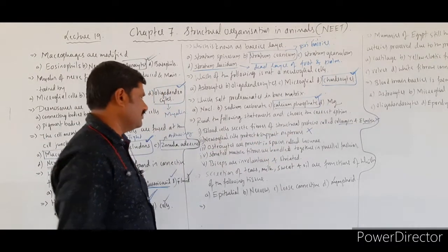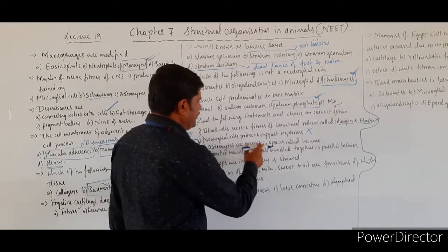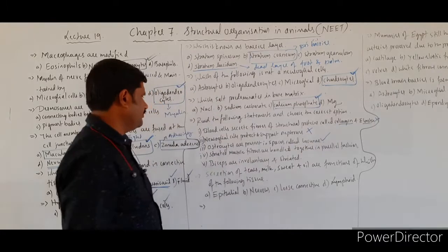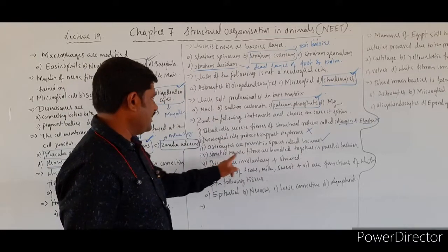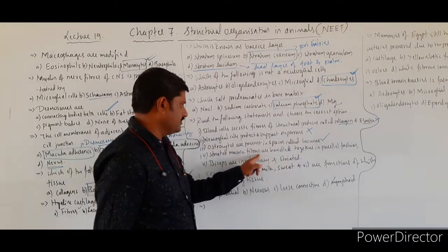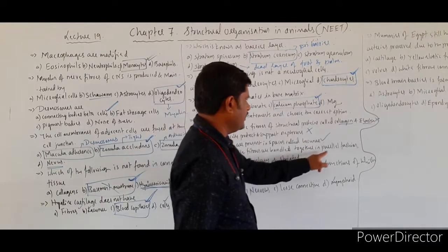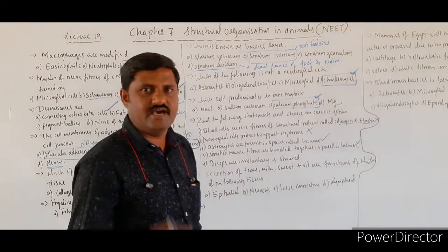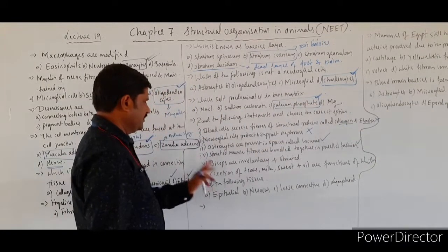That's why this is also wrong. Osteocytes are present in spaces called lacunae. Of course, this is a correct statement. And striated muscle fibers are bundled together in a parallel fashion. Of course, these are bundled so as to form fascia. I have already told you, right?